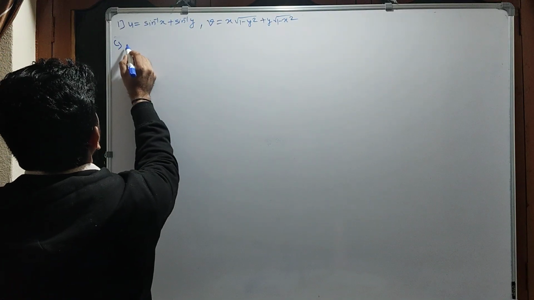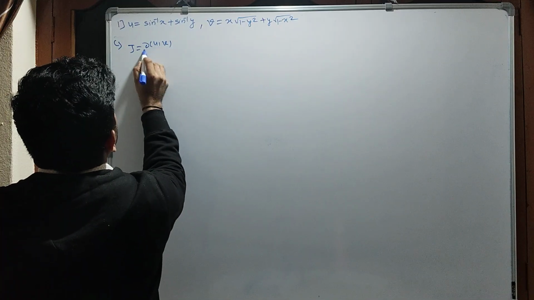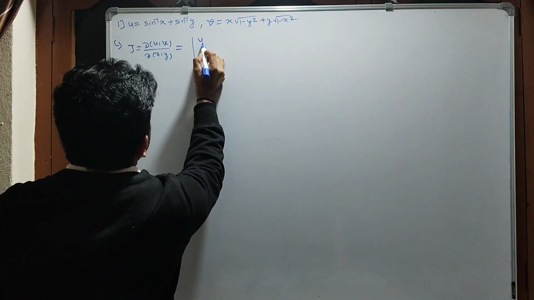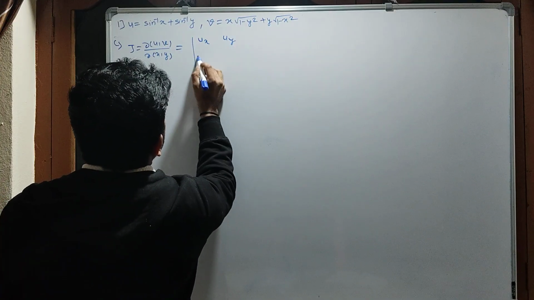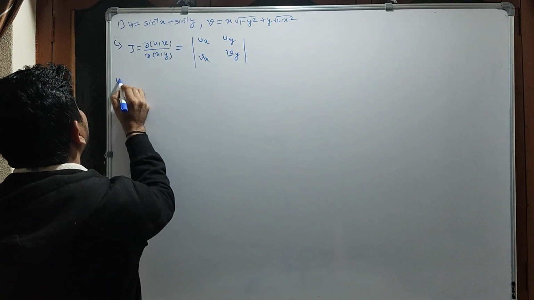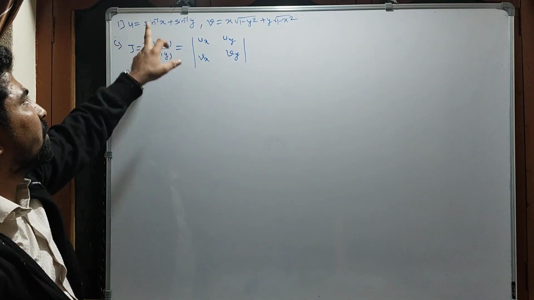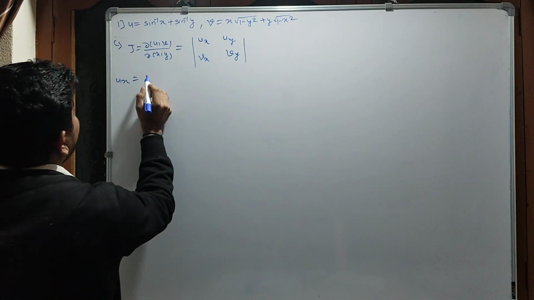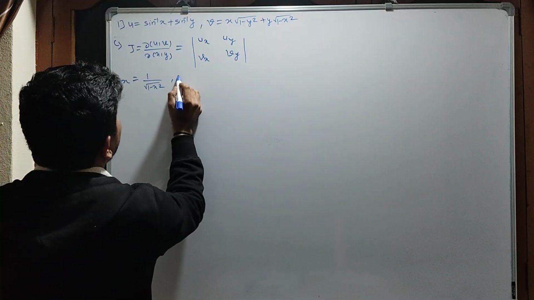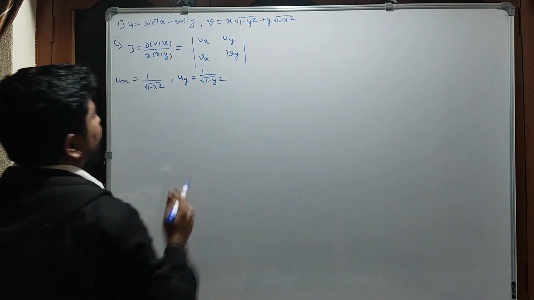Now directly I will solve. Therefore Jacobian equal to Jacobian of u comma v with respect to x comma y equal to determinant ux, uy, vx and vy. Therefore I want to find ux. The partial derivative of this function with respect to x: derivative of sin inverse x is 1 by under root 1 minus x square, and derivative of u with respect to y is 1 by under root 1 minus y square.